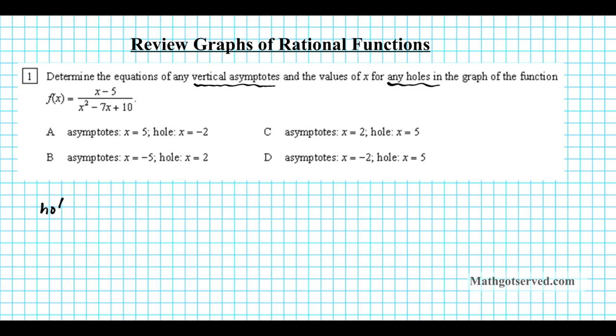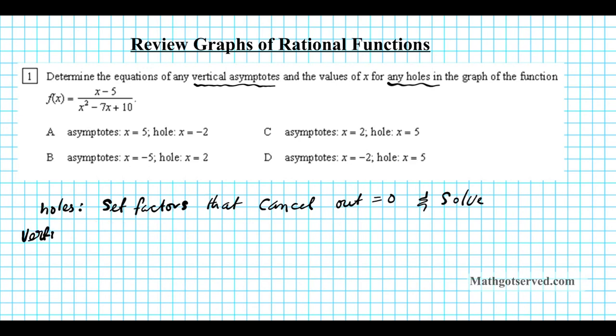So to find the holes, you set factors that cancel out to 0, and then solve. So if you have a rational function, you factor the numerator and the denominator. Any factor that's common in the numerator and denominator that you can cancel out are the equations that you use to solve for the holes.